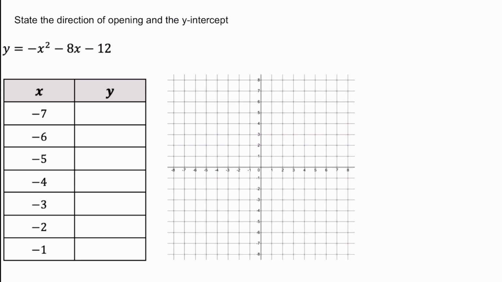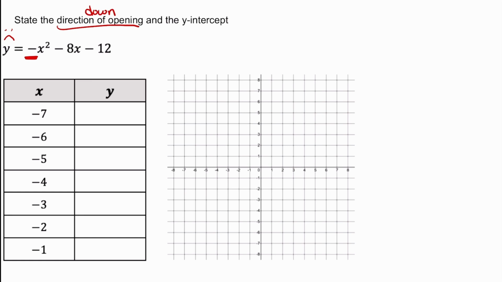So state the direction of opening. Well, we look at our a value here. Our a value is less than 0. Remember, negative a values, negative people are sad. So that's going to be opening downwards. So we have our direction of opening. To get our y-intercept, let's fill out the table of values.